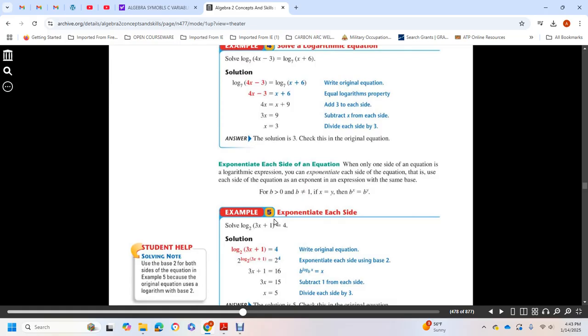Exponentiate each side of the equation. When one side of the equation is a logarithmic expression, you can exponentiate each side of the equation, using each side of the equation as an exponent in an expression with the same base. For b greater than 0 and b not equal to 1, if x is equal to y, then b to the x is equal to b to the y.